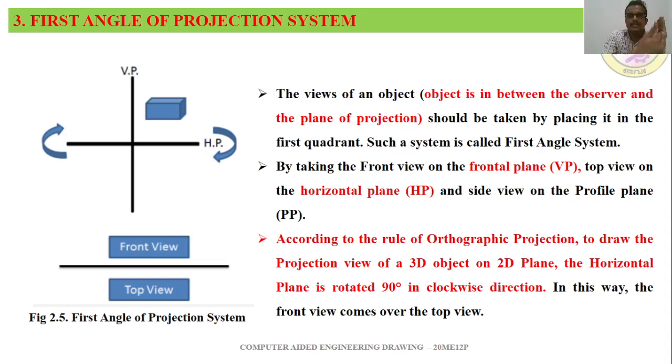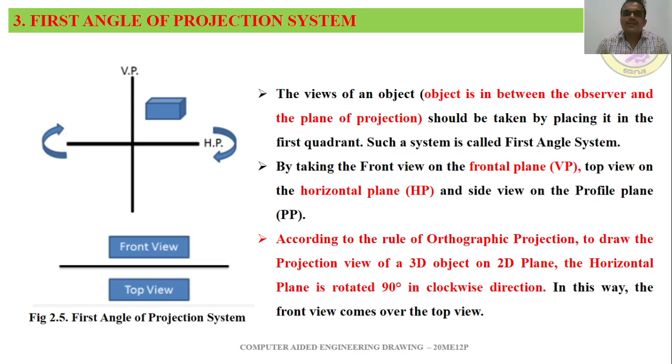So it looks like this: this is the vertical plane, this is the horizontal plane. The horizontal plane, we are rotating it by 90 degrees in a clockwise direction. You can see here we are rotating it in the clockwise direction. The vertical plane remains the same, and the horizontal plane I am rotating. How many degrees am I rotating? 90 degrees, and that too in the clockwise direction. In this way the front view comes on the top side and the top view comes on the bottom side. That is, the front view will always be on top of the top view.